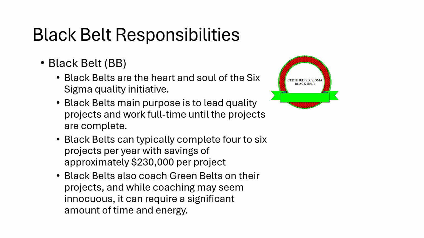So here it goes. Black belts are at the heart and soul of Six Sigma quality initiatives. Black belts' main purpose is to lead quality projects and work full-time until the projects are complete. Black belts can typically complete 4 to 6 projects per year with savings of approximately $230,000 per project. Black belts also coach green belts on their projects, and while coaching may seem innocuous, it can require a significant amount of time and energy.